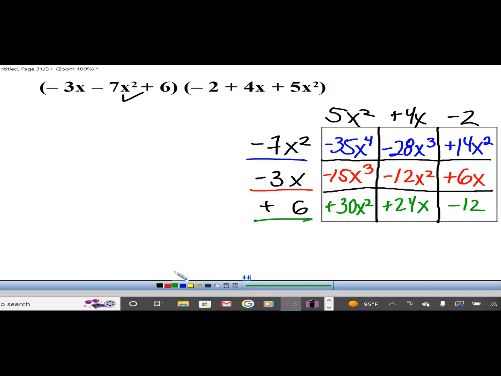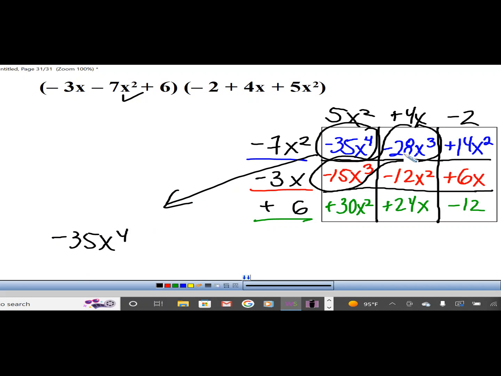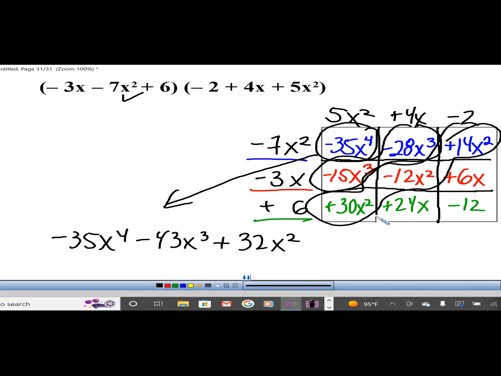All right. Let's see. Highest degree is to the fourth, so I bring that down. Negative 35x to the fourth. Are there any x cubes? Yes. Negative 15, negative 28, that's negative 43x cubed. Combine these, we end up with positive 32x to the second. Combine the x's, that's positive 30x minus 12. Hands if you got that.